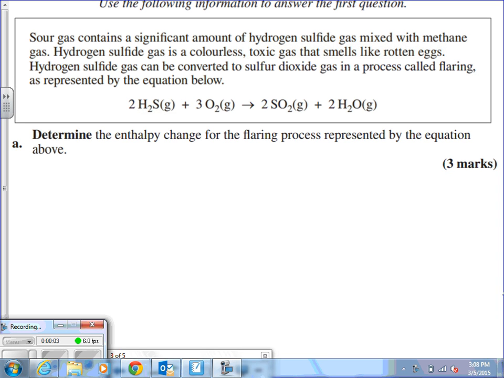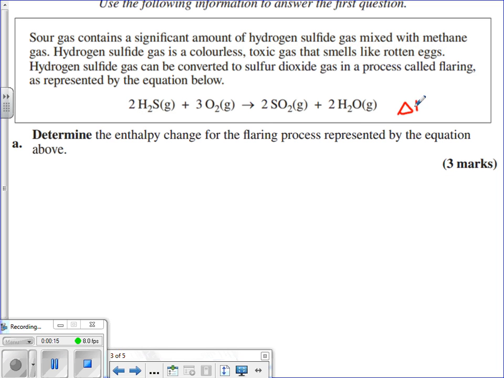This is a type of problem where we're still using Hess's law, but we're using the second method. So we're not given a series of equations, so I know that I'm not looking to find a net reaction. I'm just given one equation, and they want me to solve for delta H.